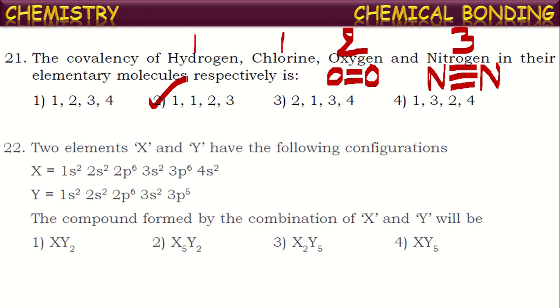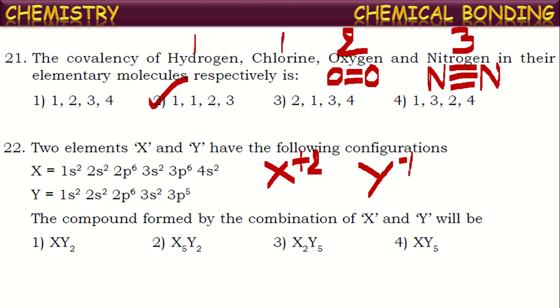Okay. Next one. Two elements X and Y have the following configurations. The compound formed by the combination of X and Y. If you observe the configuration, X has two electrons in its valence shell. So generally it is a metal and it will be ready to lose these electrons and hence it forms X2+ ion readily. Isn't it? In the case of Y, it has a total of 7 valence electrons. As it has 7 valence electrons, it will be ready to gain one more electron and thus it forms Y minus ion readily.